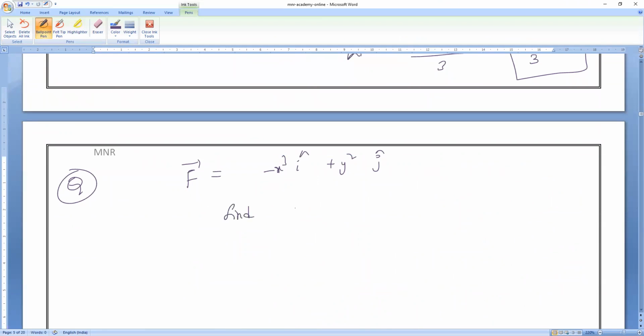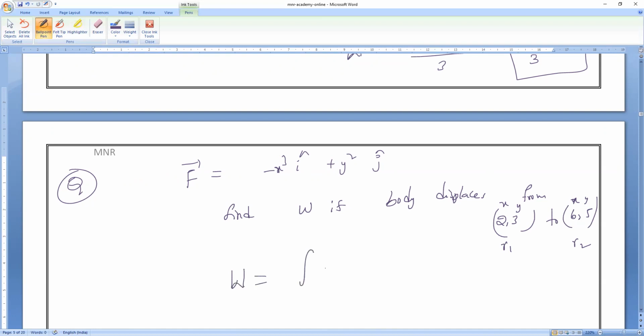Next, the question is: find the work done if the body displaces from 2, 3 to 6, 5. So here this is R1 and this is R2. So let me take this as xy and this is also xy. Everybody clear, everyone? Please respond. So now they're asking for work done. Work done is equal to what? Integration of F dot dr. Am I right, guys?